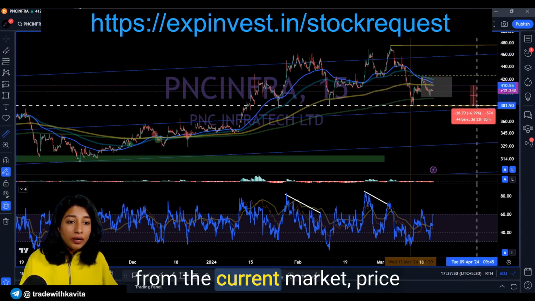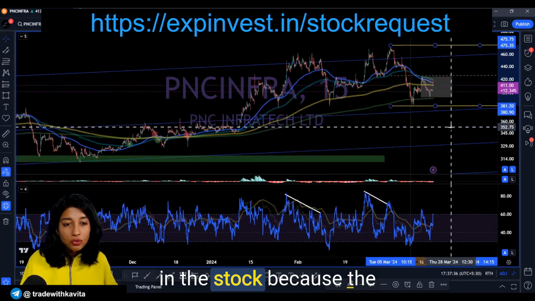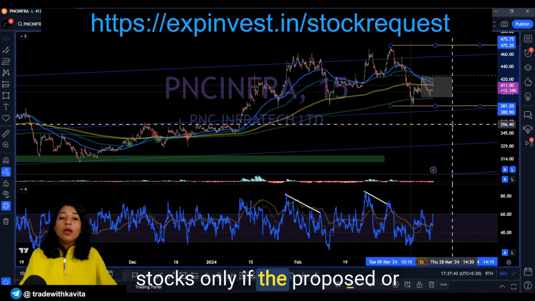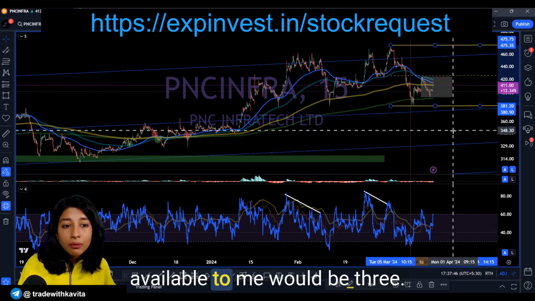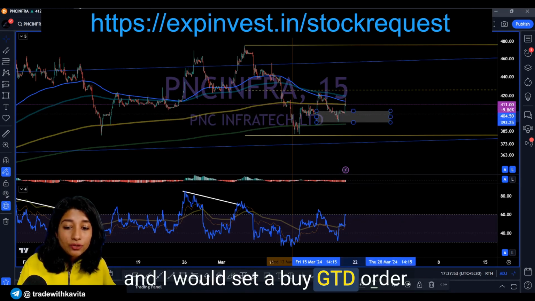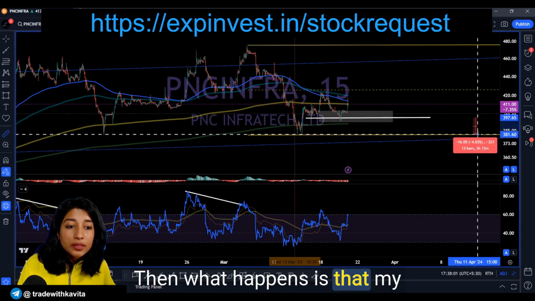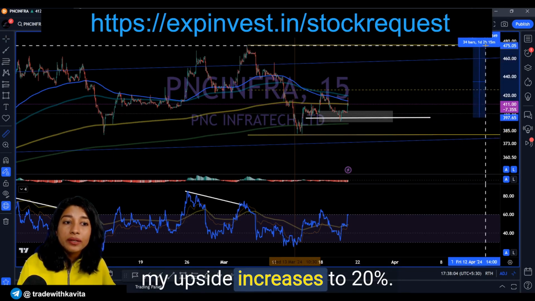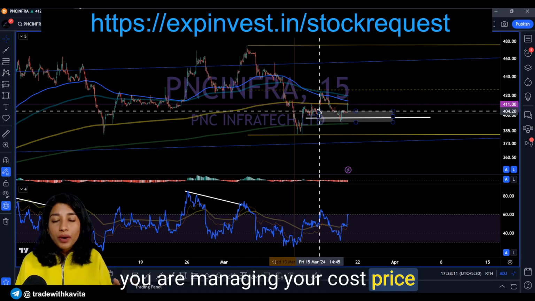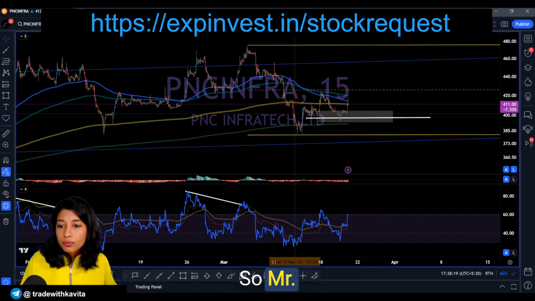Which means from the current market price, your stop loss is around 7%, your target is around 16%. I personally wouldn't participate in the stock because the risk reward ratio is not more than 3. So my rule is always to buy stocks only if the possible risk reward ratio available to me would be 3. However, what I would rather do is reduce the buying range and set a buy GTT near the level of around 398 or maybe even 400. Then what happens is that my risk reduces to 4% and my upside increases to 20%. So what you're essentially doing here is managing your cost price to get a higher risk reward ratio. This is very important. And remember, in the market, every point counts. So, Mr. Yashwant, that's for you.